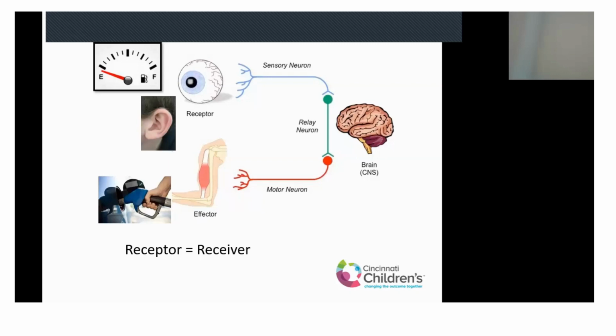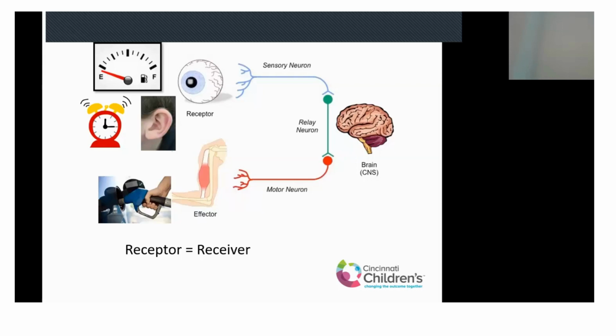It's the same word. What happens then? There's a nerve signal that goes from my ear or from our eyes to the brain. There's a nerve cell, and we call that a relay neuron because it's relaying the message to the brain. And then there's another nerve cell in the brain that says, oh, the tank is empty. Now I need to tell another cell, that of your arm, that you need to go and pull up this gas tank to fill your tank.